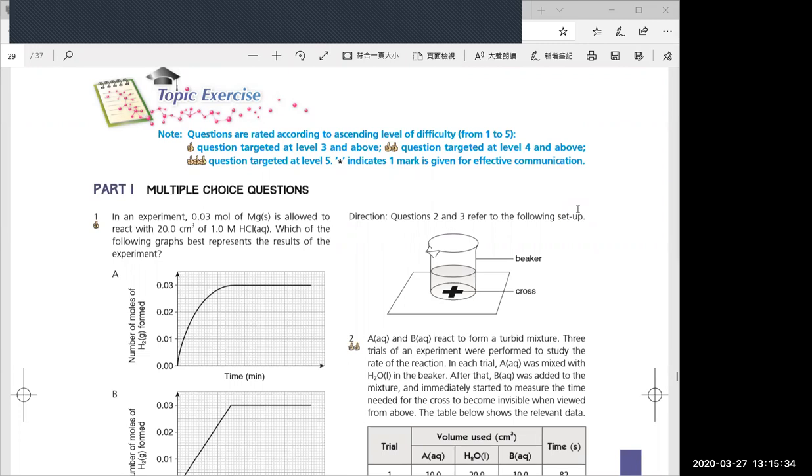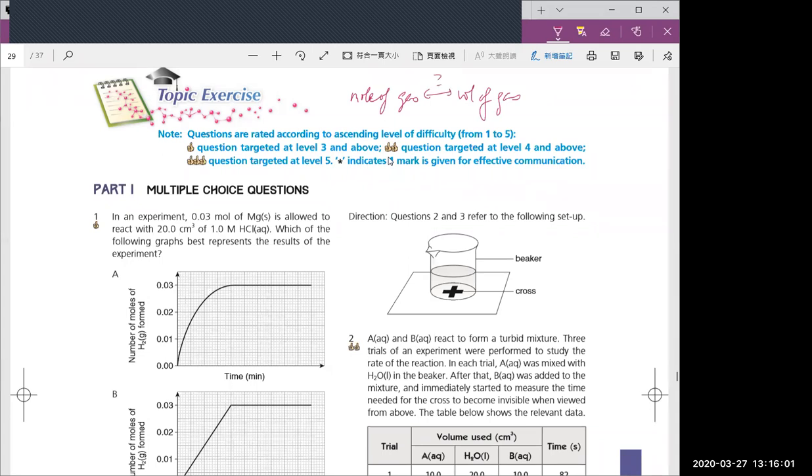First of all, we start from some formula to come up with the volume of gas, and trying to relate to the number of moles of gas. We have got the relationship between the two, so you know that. So what is the relationship between the two? So this is the first one.